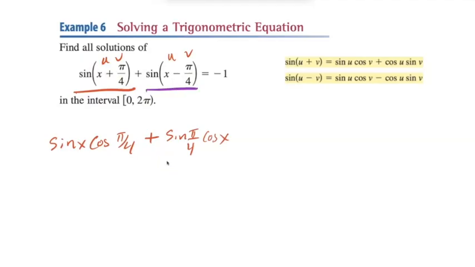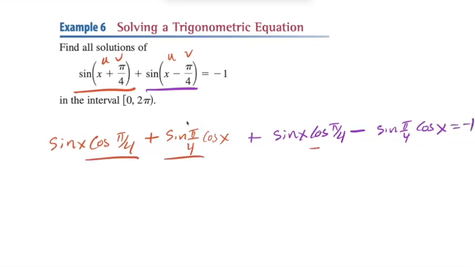And now for this part, the sine formula with the minus: sine of the first, cosine of the second, minus sine of the second, cosine of the first, equals negative 1. Almost forgot about that. Well, all these are our 45s. They're all rad 2 over 2.